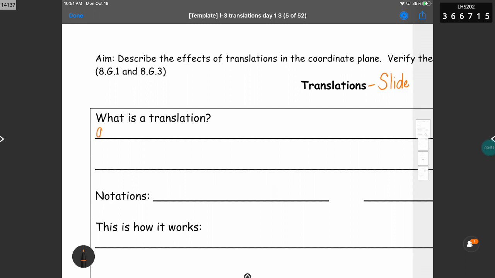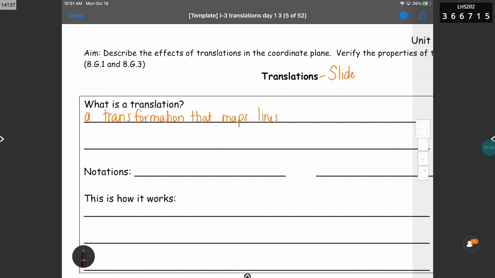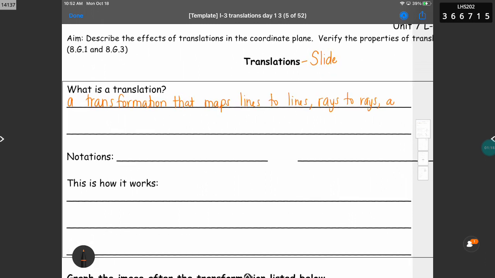A translation is a transformation that maps lines to lines, rays to rays, and angles to angles by sliding a figure. A translation is a transformation that maps lines to lines, rays to rays, angles to angles by sliding a figure.